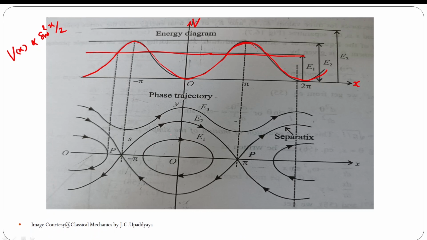This one is an ellipse for small angular amplitudes, and that we are familiar with. For small angular amplitudes, the oscillation of the simple pendulum is linear harmonic. Then if you have another energy here, say E dash, it will be another ellipse around O. This is the phase space diagram corresponding to energy E dash. You can see this E2.